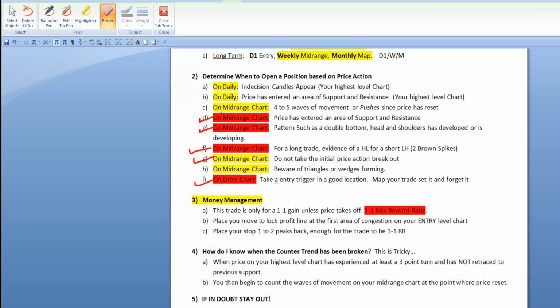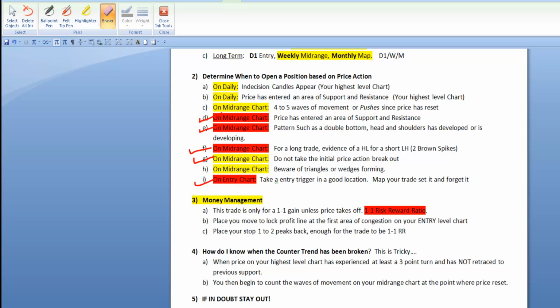So reviewing the money management, anytime you're going counter trend, you want to stay 1-to-1 unless price really takes off. You need to move your lock profit line. In other words, I have a line that's called our move to break even, or a lock profit line, and that means once price enters an area where, if it's not at 1-to-1 yet, but it's an area of congestion from previous support or resistance, that's the area you should put your lock profit in.